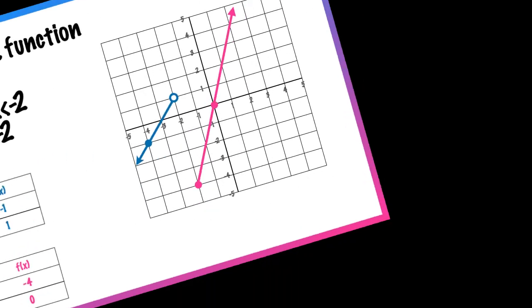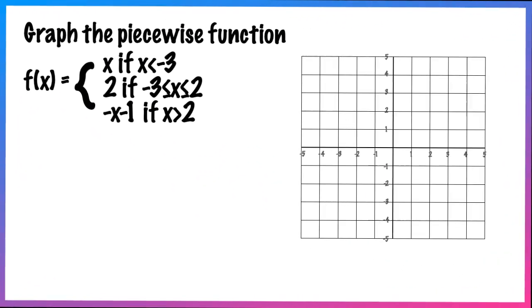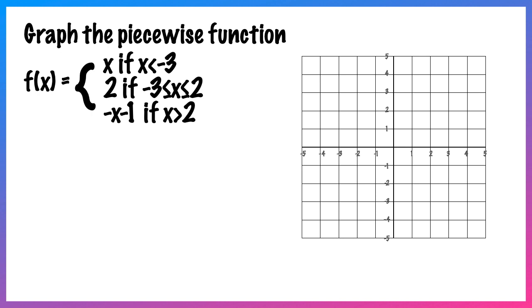Let's try another example. Graph the piecewise function f: x if x is less than negative 3, 2 if negative 3 is less than or equal to x, which is less than or equal to 2, and negative x minus 1 if x is greater than 2. Okay, so I'll start with my first piece. My first piece is x. So we'll go ahead and make an f of x table.